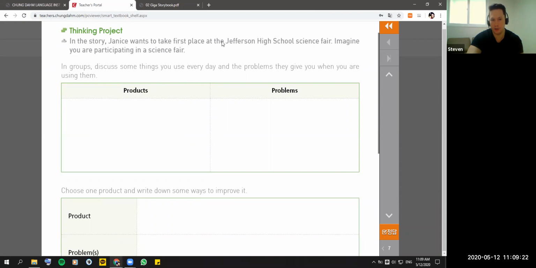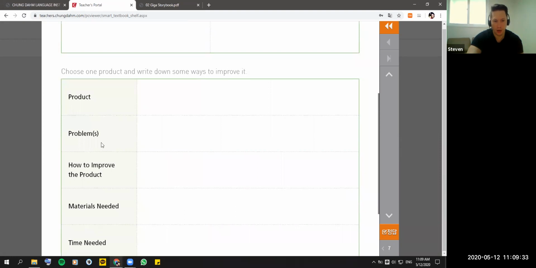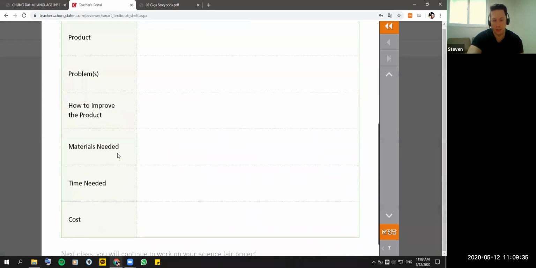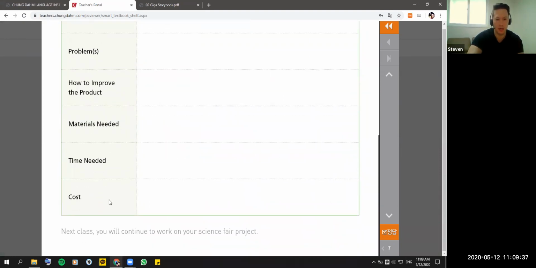Okay, she wants to take first place at Jefferson High School, and you're imagining you're in the science fair, and then it asks them to think of products they use and problems they have with these products. And then here they walk through product, problem, how to improve it, the materials you would need, how much time would you need, and how much do you think it would cost? And then they continue it the next week.